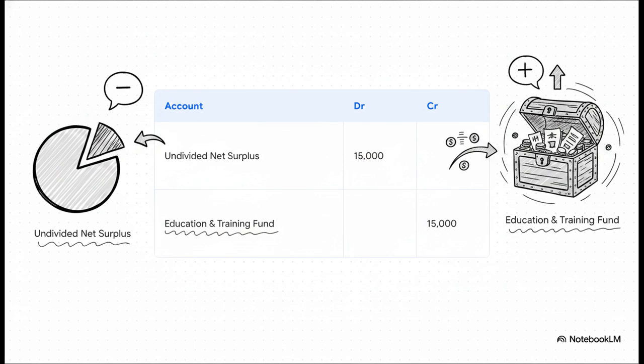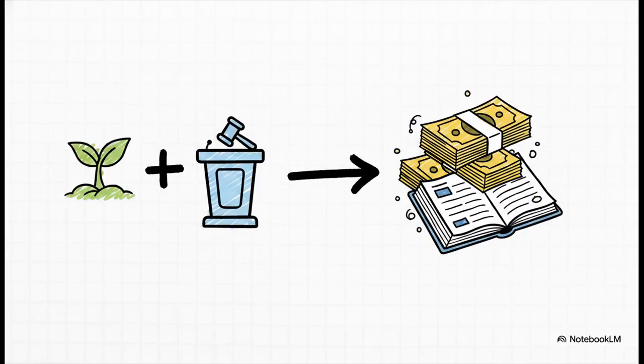It is safely ring-fenced. And this is vital, right? Because it protects member interests and ensures long-term cooperative growth. It absolutely cannot be used for general operations anymore. It is strictly locked in for education and training. Let's fast forward a bit into the operating year. The cooperative is actively holding its seminars.